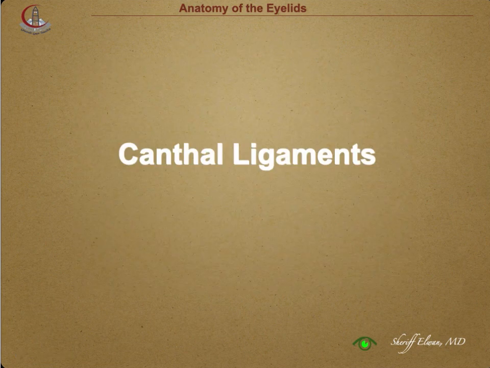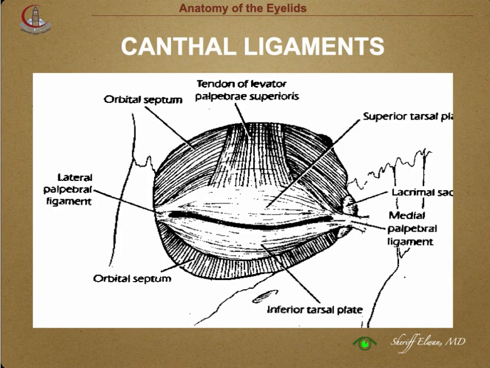We then come to the canthal ligaments. The canthal ligaments are two structures that anchor the medial and lateral sides of the tarsi into the bones. Here's the medial canthal or medial palpebral ligament, and here is the lateral palpebral ligament.